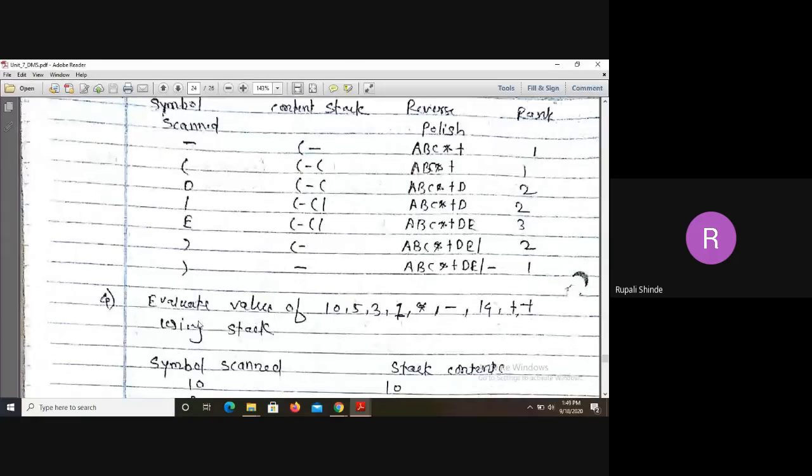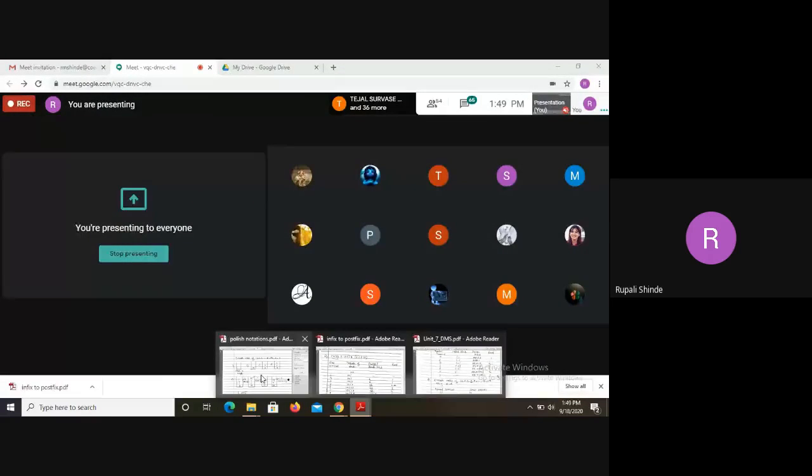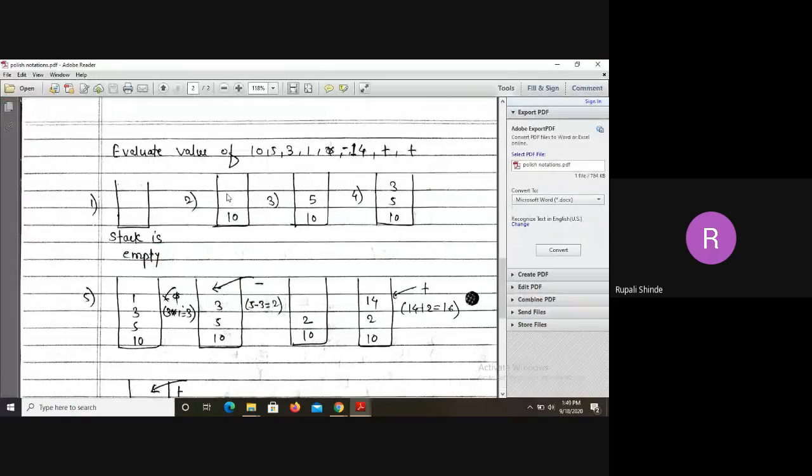Just we will see this next example. Evaluate the value of 10, 5, 3, 1, multiplication, minus, 14, plus, plus. So this is the given expression, and we have to find the value of this expression with the help of a stack. Okay. So I have represented that example in another way. Here the same example is given. Initially our stack is empty, and that is represented here.